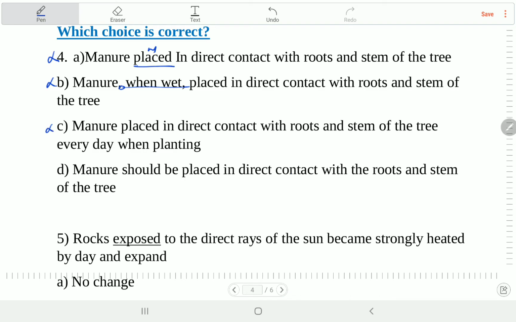Now D. What did I say? Manure should be placed. So should is a helping verb. Be is a helping verb. And placed, this is the main verb. So manure is the subject. Manure should be placed in direct contact. Manure means fertilizers. So the correct answer is D.